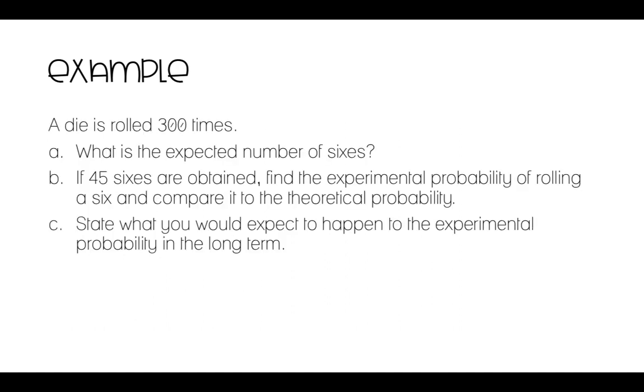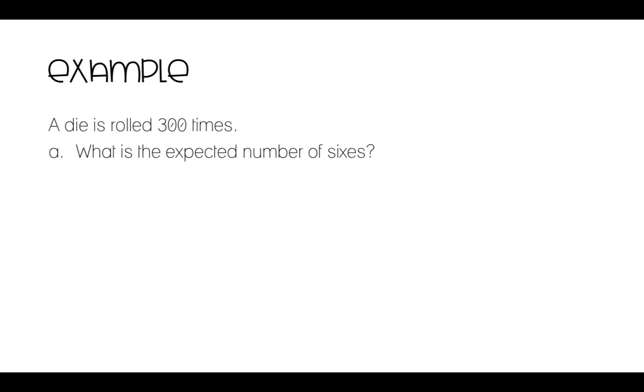Now, let's do a multiple step example. A die is rolled 300 times. What is the expected number of sixes? Okay, that's the first question. We'll go question by question. So what is the expected number of sixes?